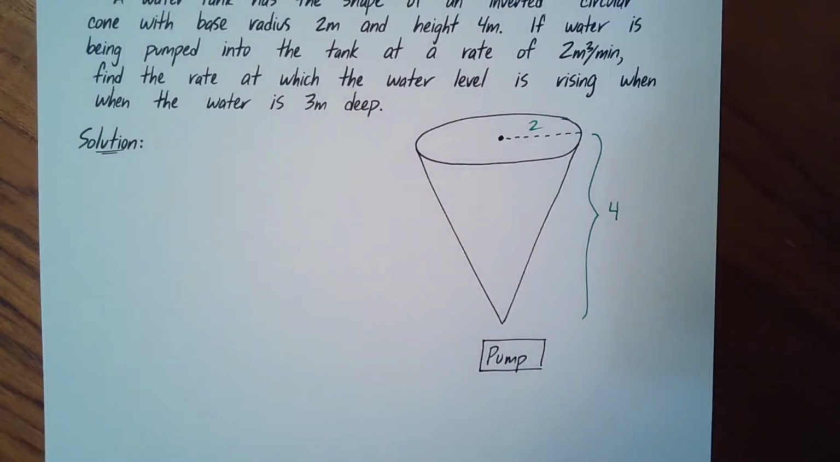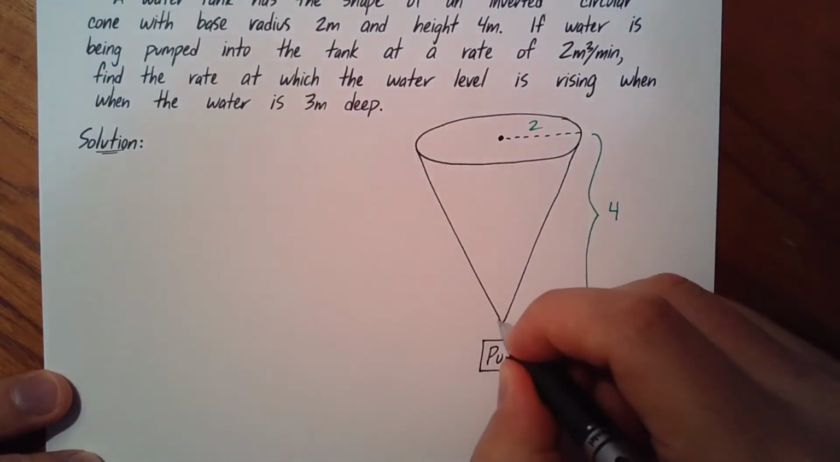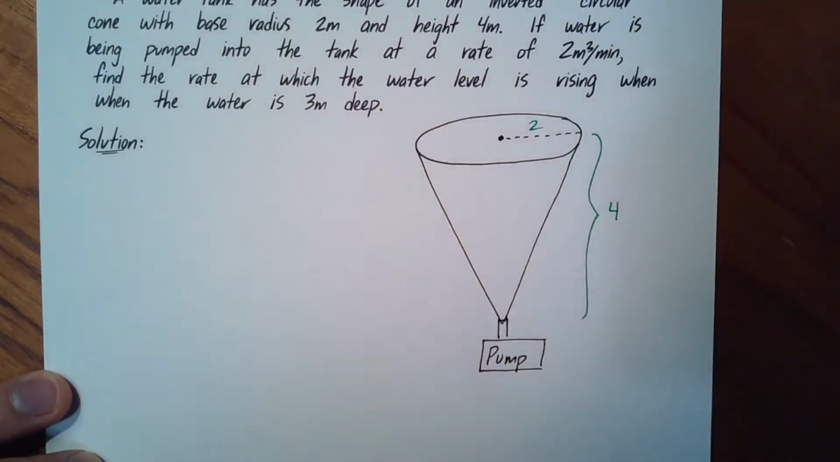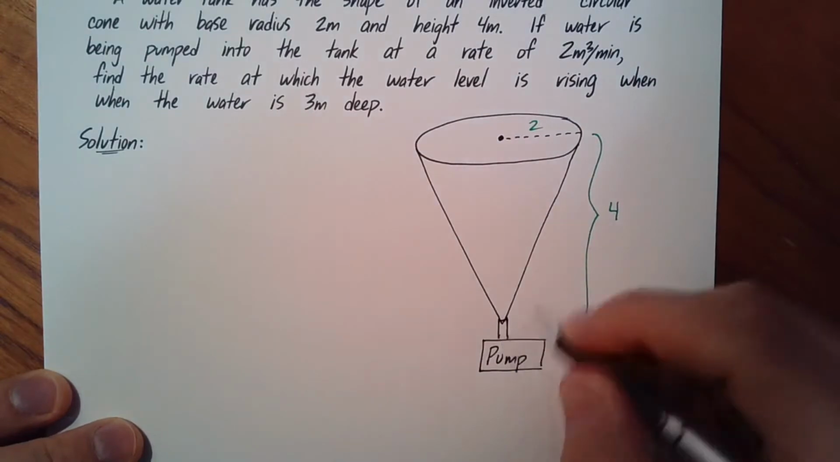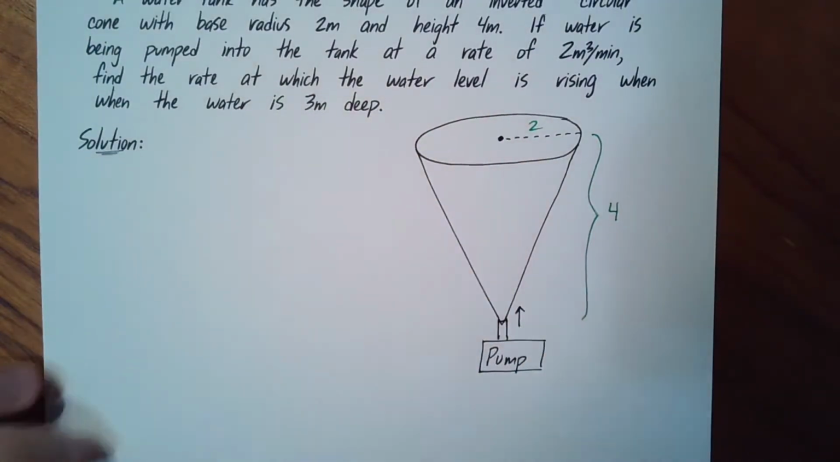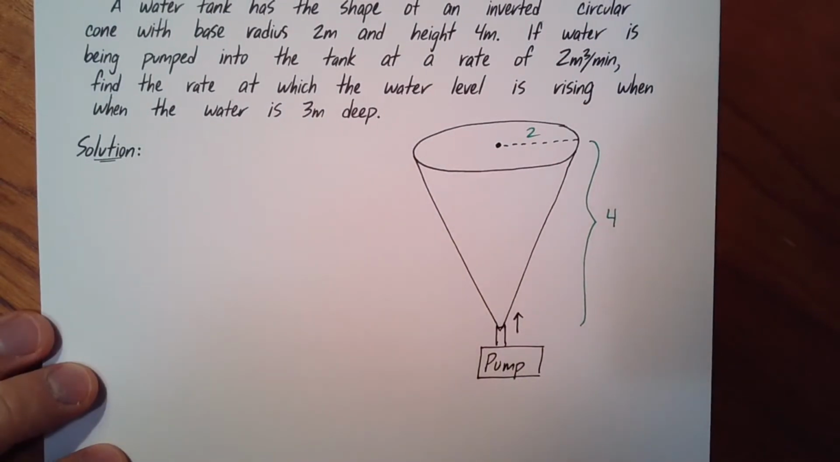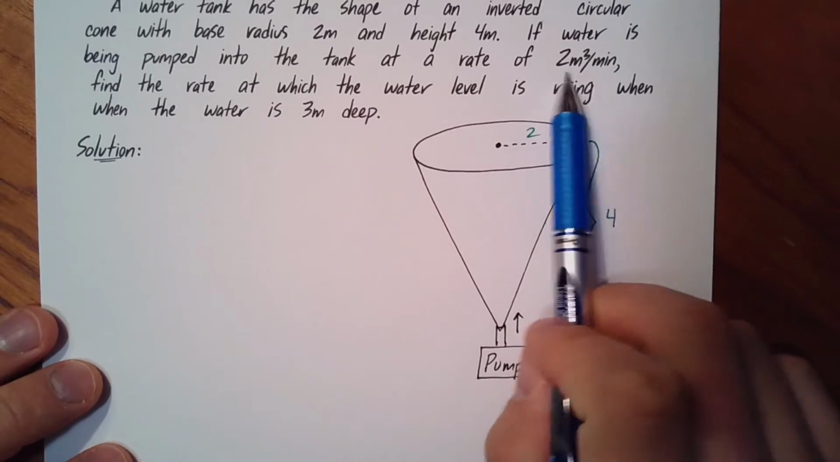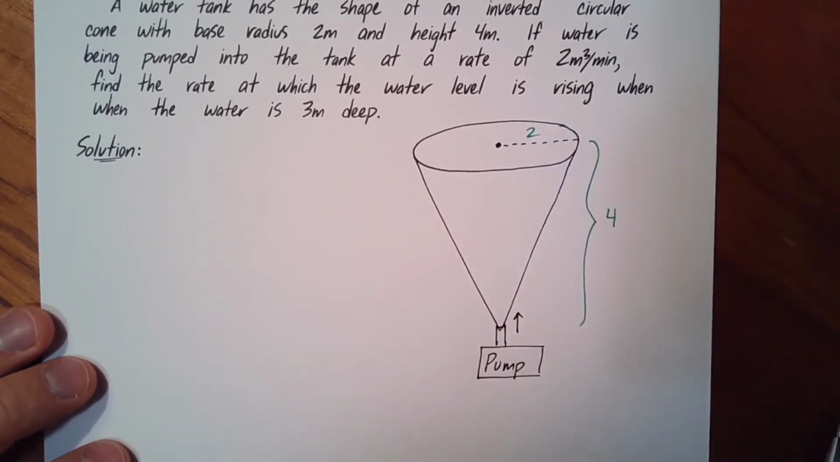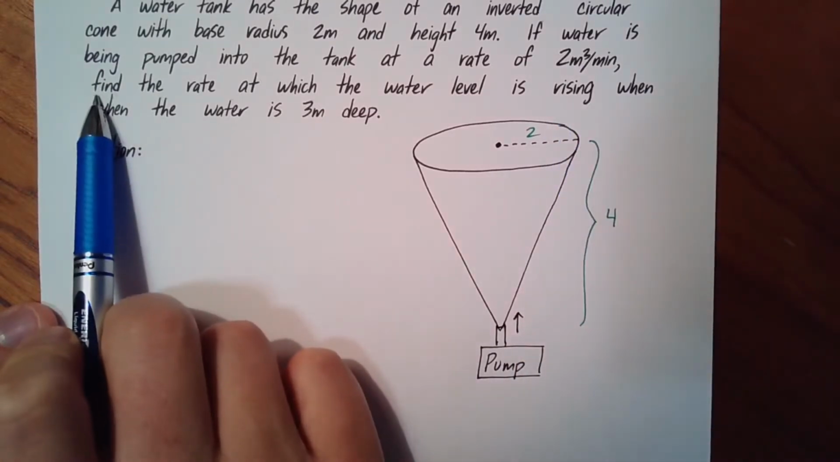So I'm just going to write the word pump with a box around it, and I think that makes the point. So let's say it's pumping water into the tank, and I'll just draw an arrow to indicate which way the water is going, just to help us digest the information in this problem. And we know how fast the water is being pumped in there. It's 2 meters cubed per minute. Okay, what is the last part? Here's the question at the end.